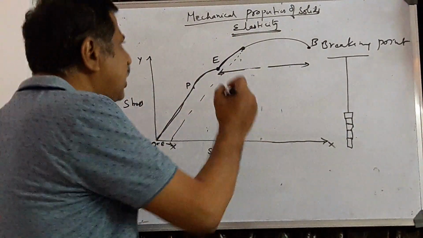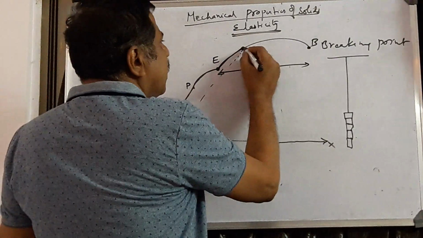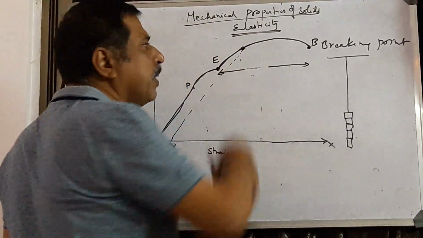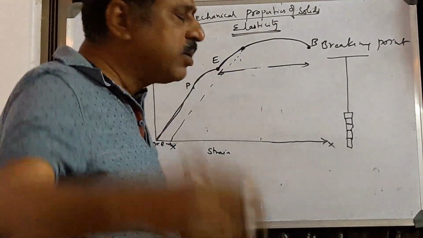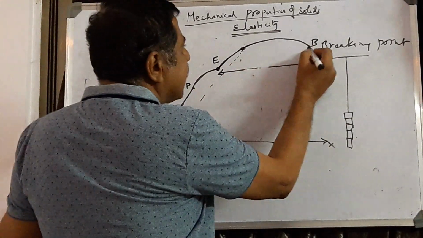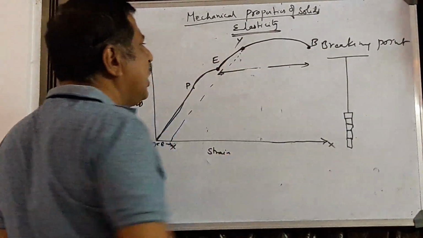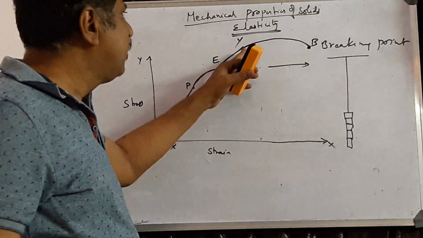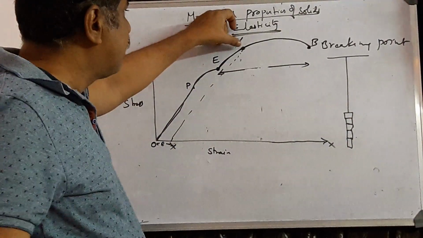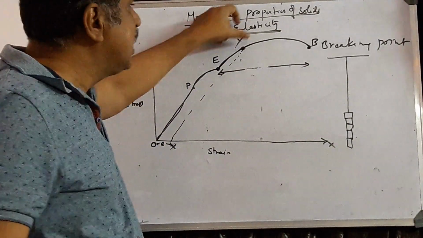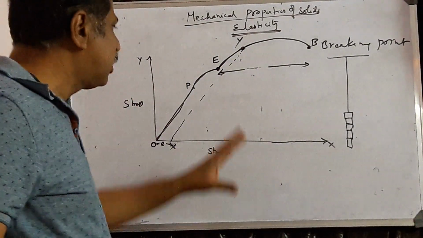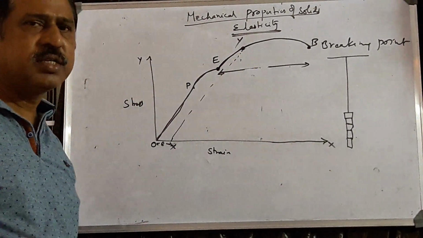After this point, it becomes thinner and thinner. That means the solid behaves like a fluid and becomes thinner and thinner and finally breaks at D. This is known as the yield point. The point from which yielding starts is called the yield point. Now this is about the stress and strain curve in a stretched wire.